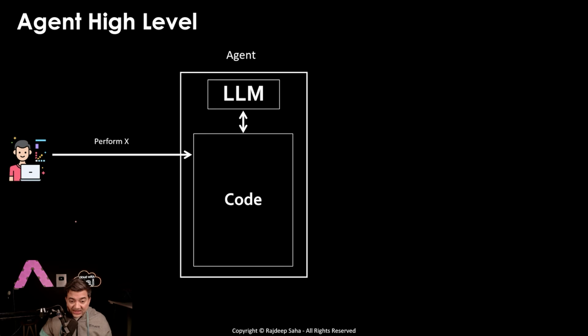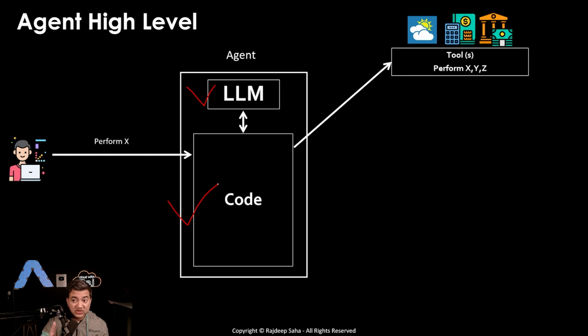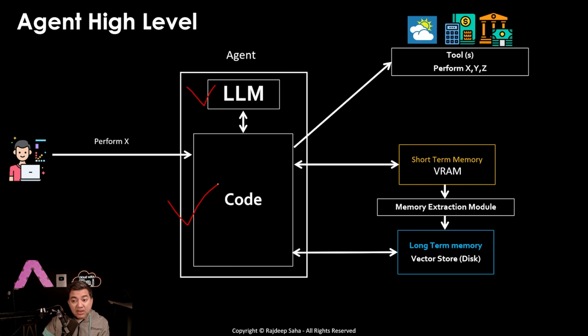So these are the building blocks of agents. An agent needs a large language model. An agent also needs a bunch of code. This code is connected to different tools to perform different tasks, such as getting weather, the hotel price, calculating tax, etc. This code also needs to integrate with memory, short-term and long-term, so that it can remember your conversation, so you don't have to repeat yourself every time you start an agentic chat.